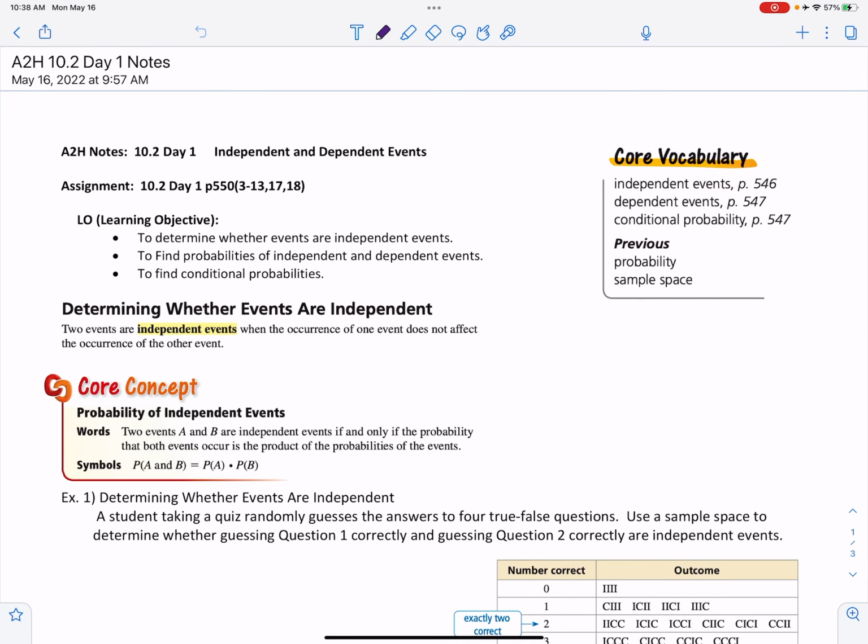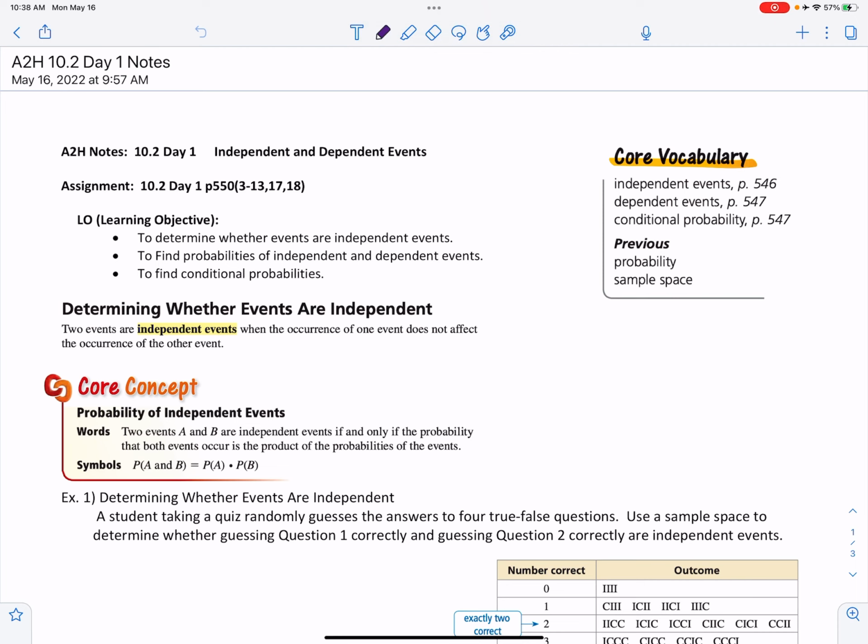Algebra 2 Honors 10.2 Day 1 Notes. So we are going to be looking at independent and dependent events and some formulas for their probabilities. And so, determining whether events are independent.